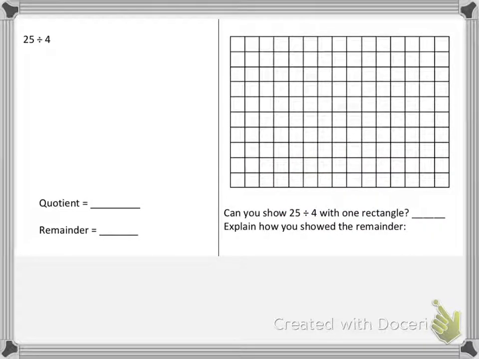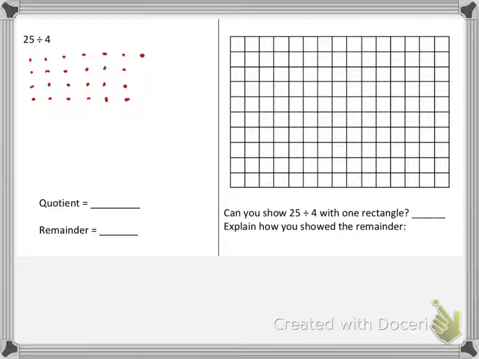All right, 25 divided by 4. Okay, so we went up 1 from the previous problem. This previous problem had 24 divided by 4. So let's make an array. So we've got 1, 2, 3, 4, 5, 6, 7, 8, 9, 10, 11, 12, 13, 14, 15, 16, 17, 18, 19, 20, 21, 22, 23, 24, 25.